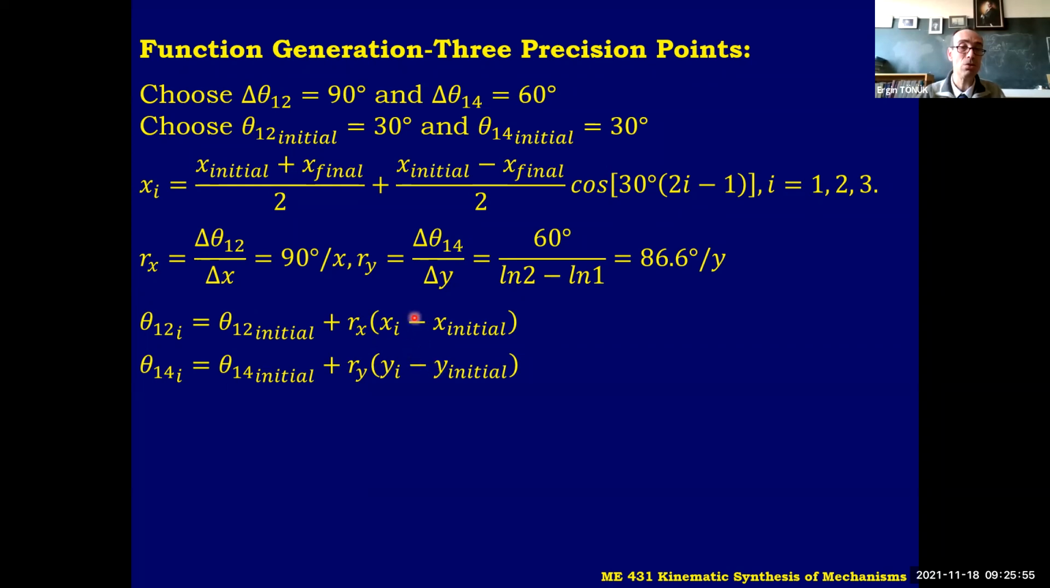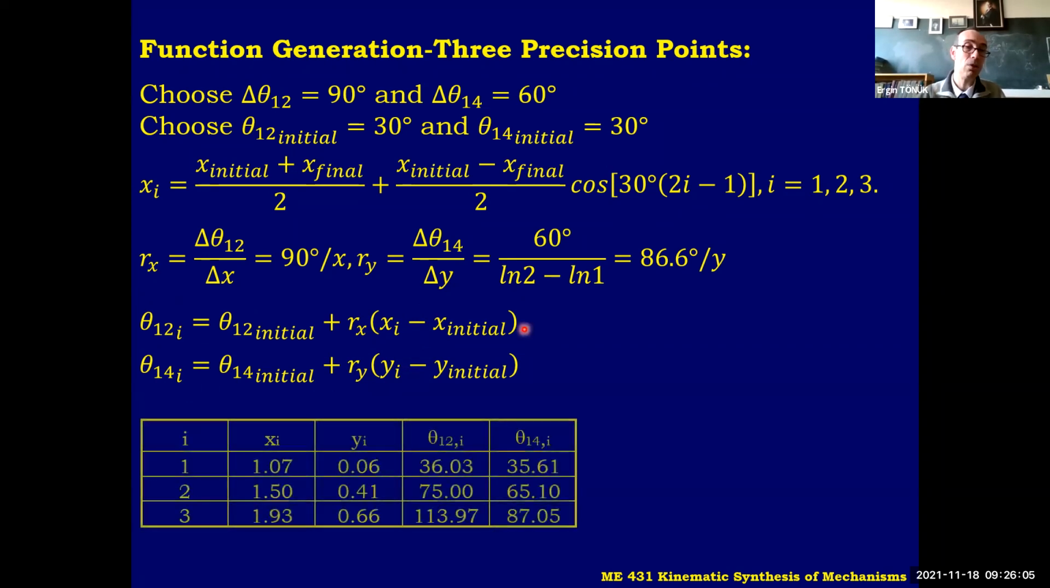So we will use these formulas to convert these linear things into angles. And when I do the computation, you see this is the first precision point, which is very close to the starting point, but not exactly. It's not 1, but 1.07. Its ln is 0.06 something.